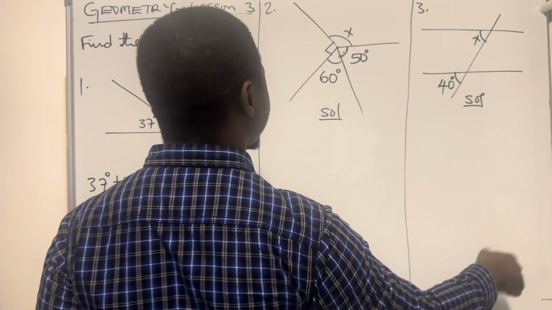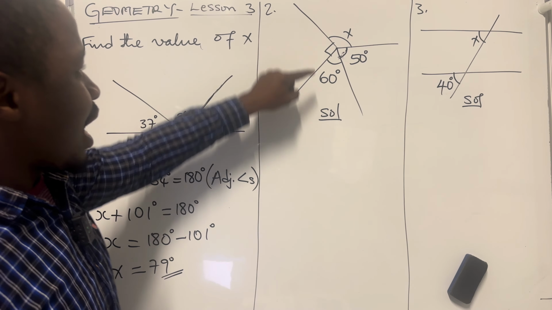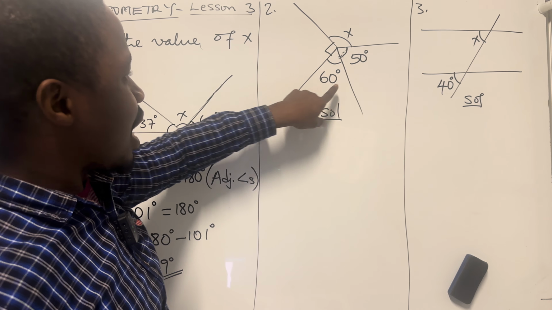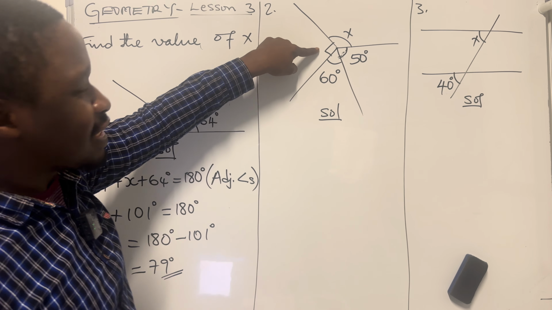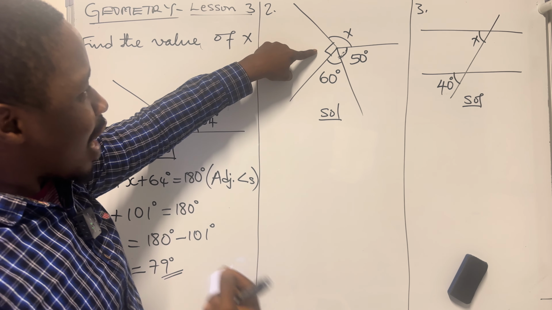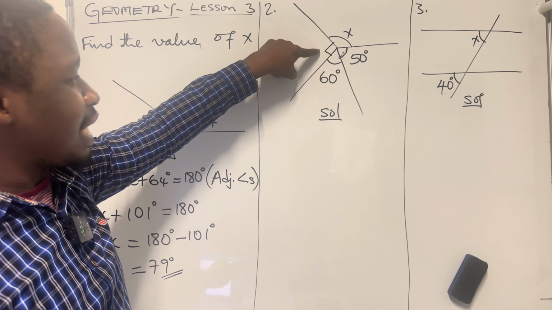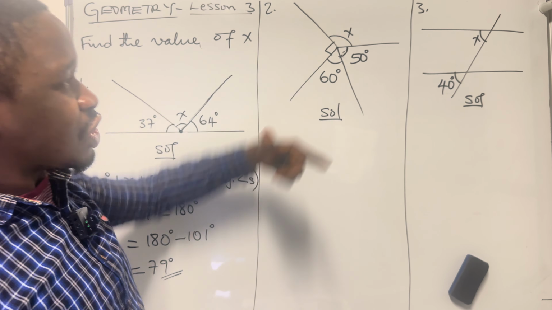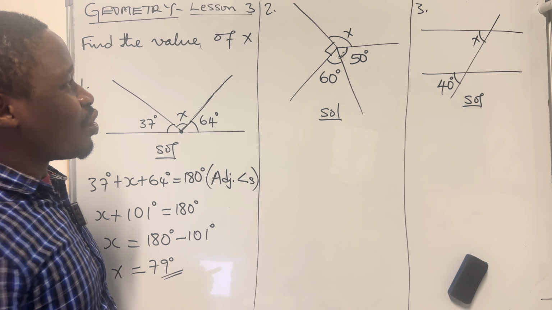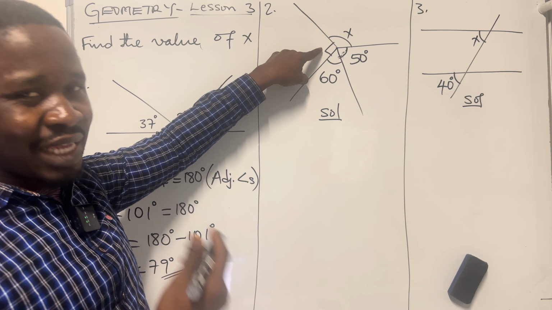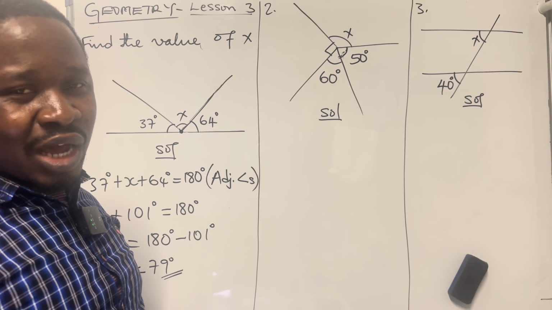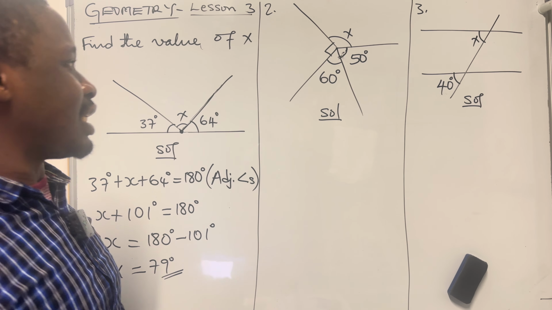Now, let us come to this one here. The second one. We have here angle x, angle 50, angle 60, and it seems like no angle is given. Yes, we don't see any number assigned to this, but there is a box. That box is so unique in geometry. Once you see the box, it means 90 degrees. It means this is a right angle. A right angle is an angle that is exactly 90 degrees.